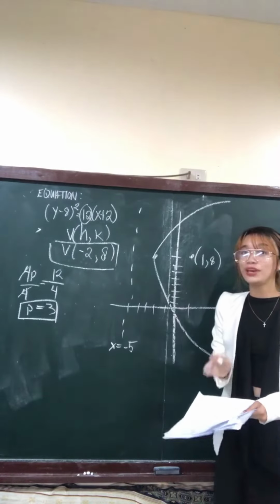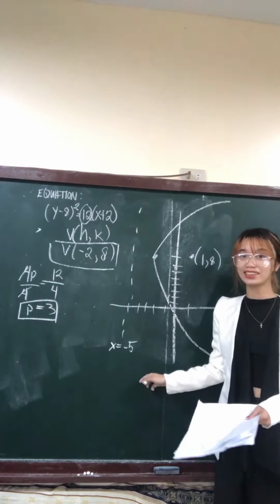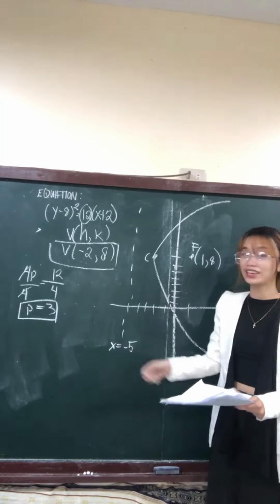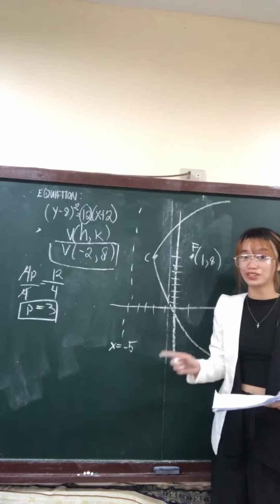And to check, we will discuss later the formula for getting the focus and the directrix. So now let's check. For the calculation of the directrix, we have the formula x equals h minus p, which is x equals negative 5.